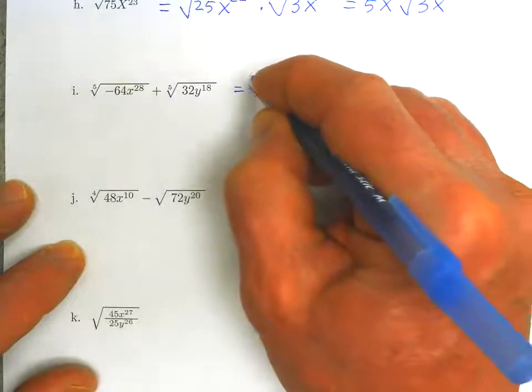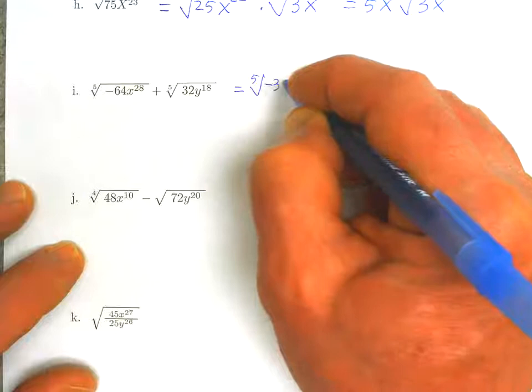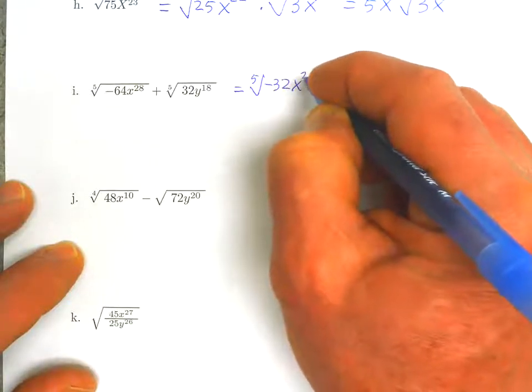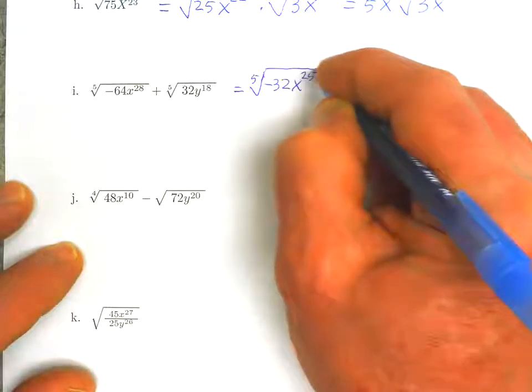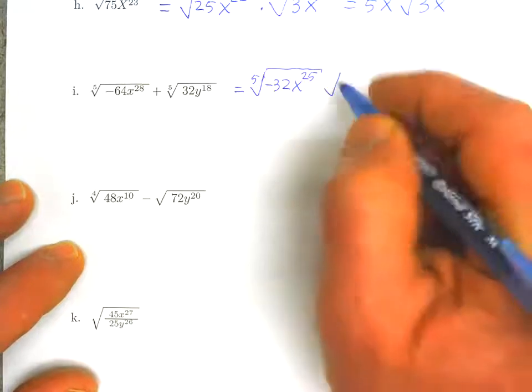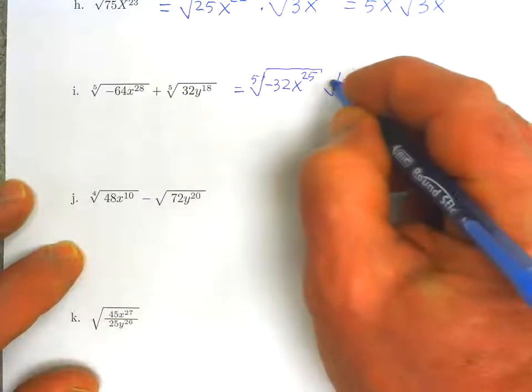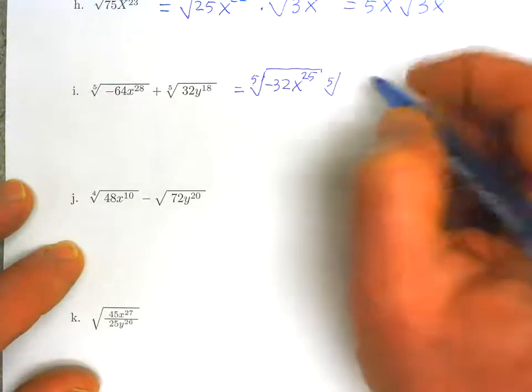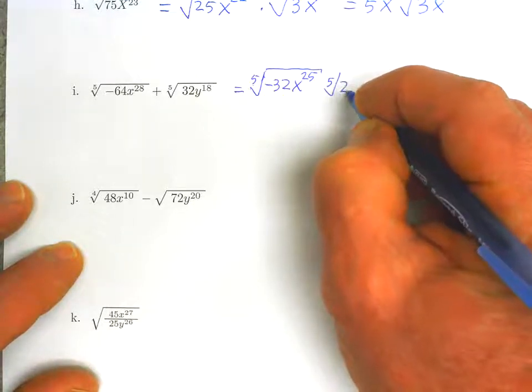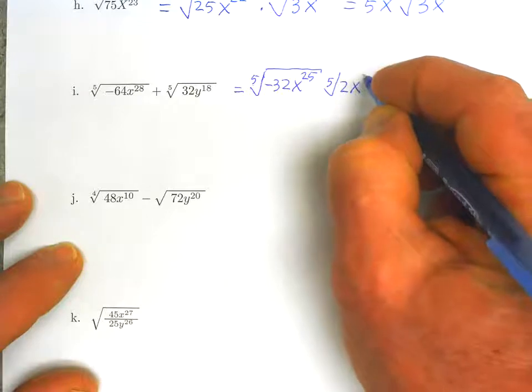So we'll rewrite this as the fifth root of negative 32x to the 25th times the fifth root of the remaining factors, 2x to the third.